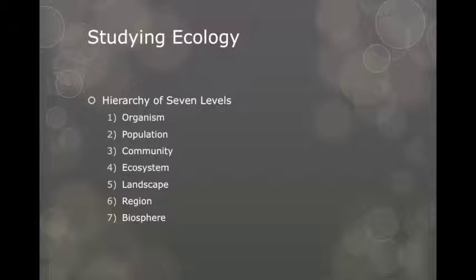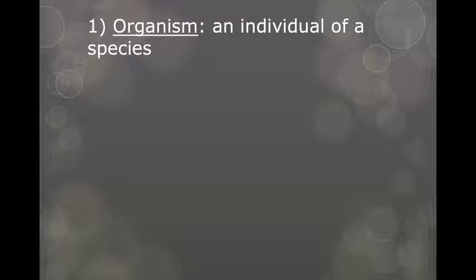Biologists have organized their study of ecology into a hierarchy of 7 different levels. 1st, the organism. 2nd level, population, then community, ecosystem, landscape, region, and biosphere. We will be covering organism, population, and community in this PowerPoint. We'll start with organism. The definition of an organism is an individual of a species.